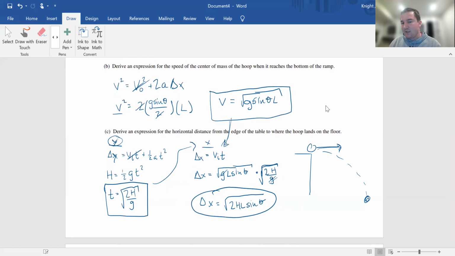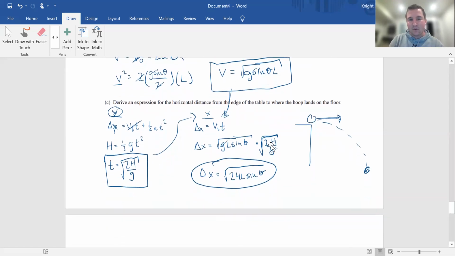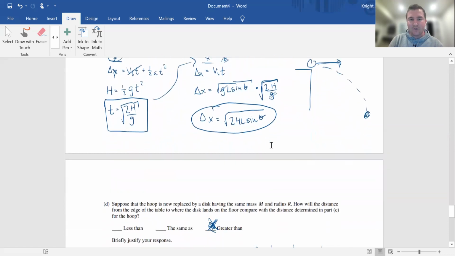g cancels with g because they're both under square root signs. We can just combine the square roots and we get the displacement in the x direction is square root 2hL sine theta. So we have our answer for the distance traveled by our hoop in the x direction.